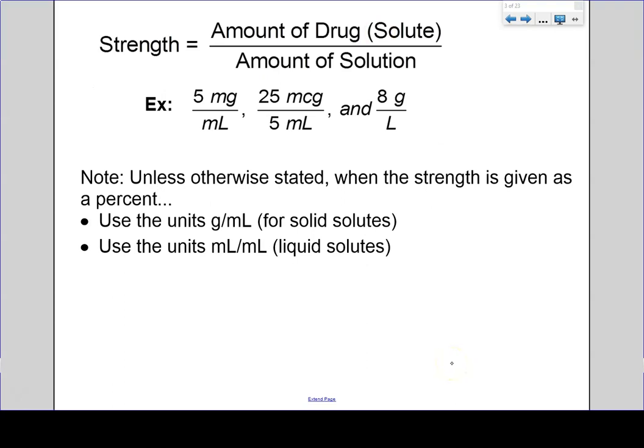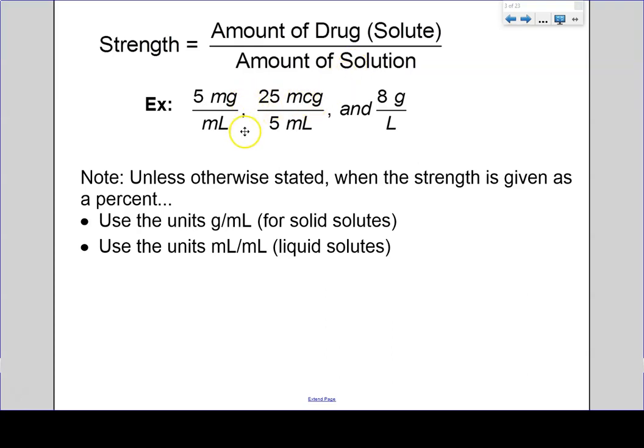Let's talk a little bit about strength. Strength, or another word for that, is concentration. It's the amount of drug per amount of solution. Now, it's not necessarily what you think of as a medication, it's whatever is being dissolved. So this may be salt, some sort of chemical, or a medication, and it's divided by the amount of solution, which would be a mixture of that water and that drug that you have dissolved.